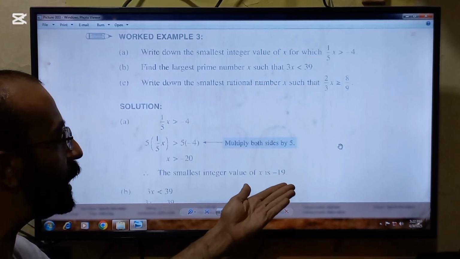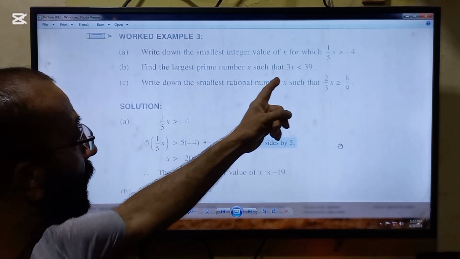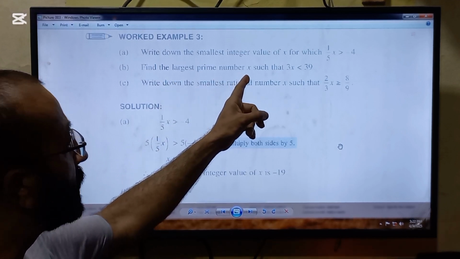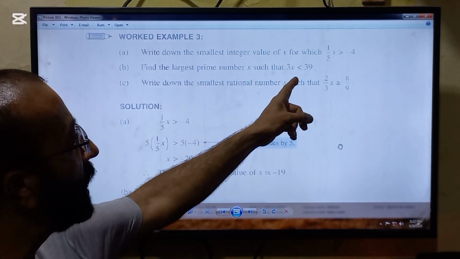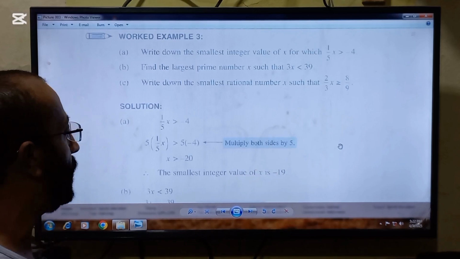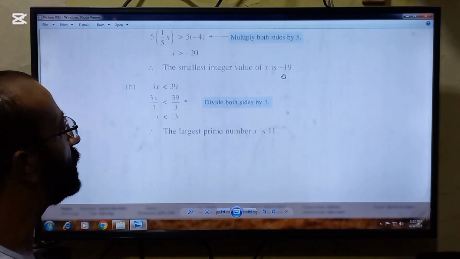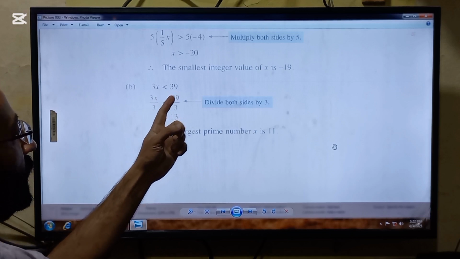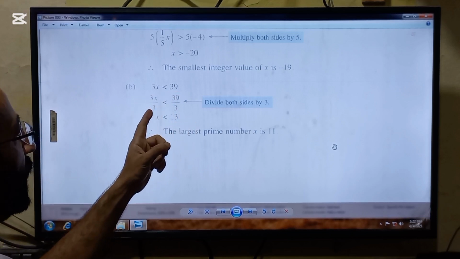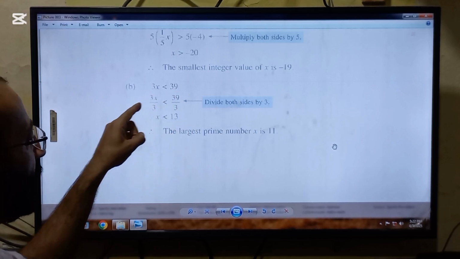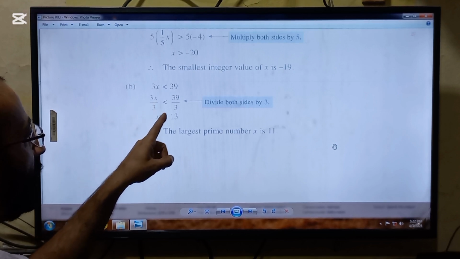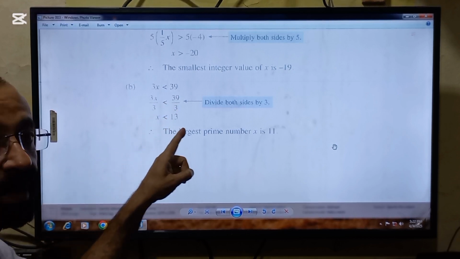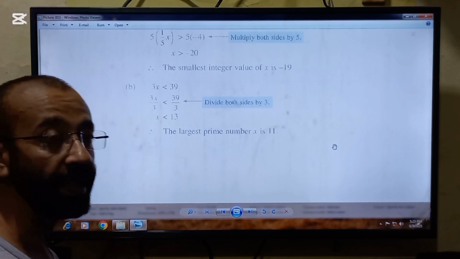So this is the concept. Here is another question: find the largest prime number x such that 3x is less than 39. First we will solve the inequality. So 3x is less than 39. We will divide both sides by 3. So 3 will be cancelled by this, and x will remain here, and here 3 1s are 3, 3 3s are 9. So x is less than 13.